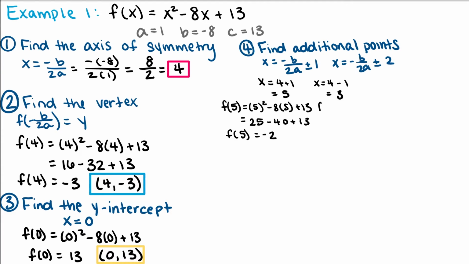Let's do the same with x equals 3. F of 3 equals 3 squared minus 8 times 3 plus 13, which is 9 minus 24 plus 13, which is negative 2.